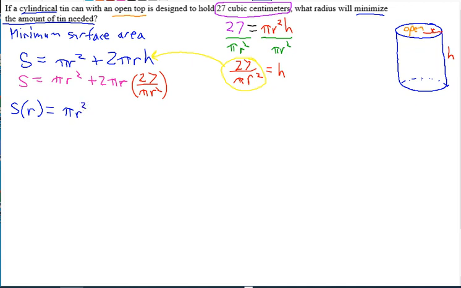And then notice what simplifies here. You can see the pi's reduce out, and one of the r's reduces out. So you get 2 times 27, which is 54. And you could write it 54 over r. However, then when you take the derivative, you'd have to use the quotient rule, which is fine, but it's easier if we just move this r up to the numerator.